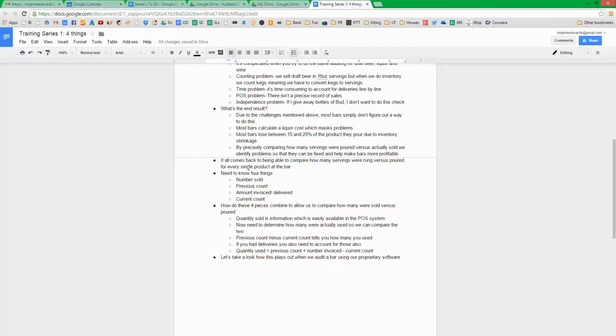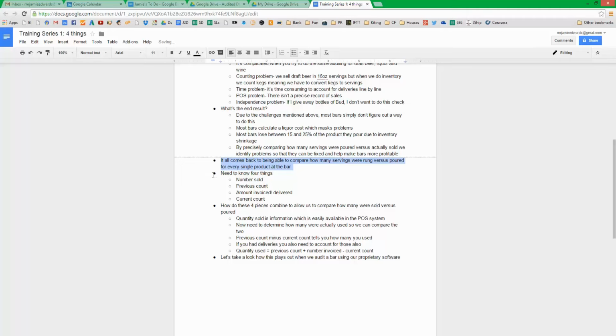But it all comes back to being able to compare how many servings were rung versus poured for every single product at the bar. If we only do this for Budweiser, then Budweiser numbers are going to be good, but we're going to have problems with Grey Goose, or we're going to have problems with Coors Light. So it's important that bars do this for every single product at the bar.